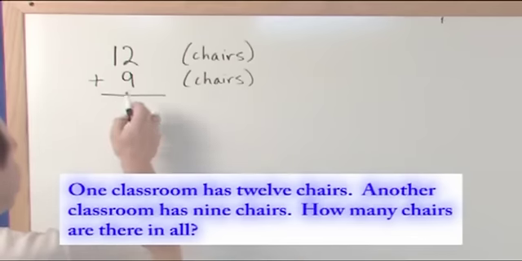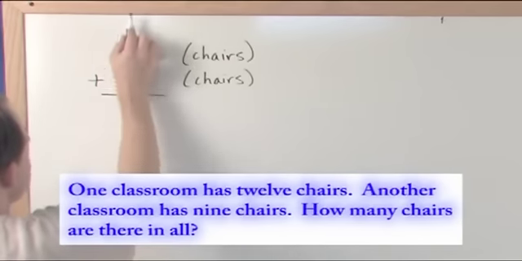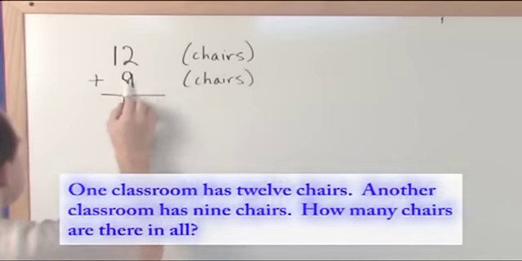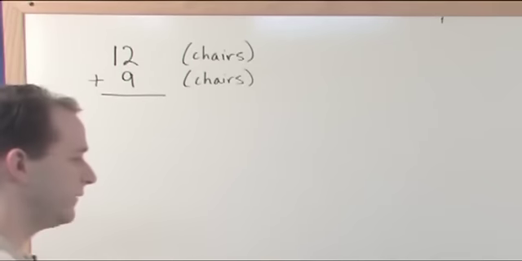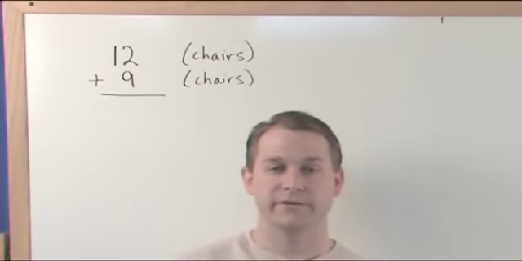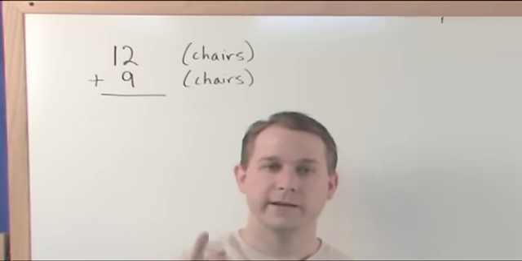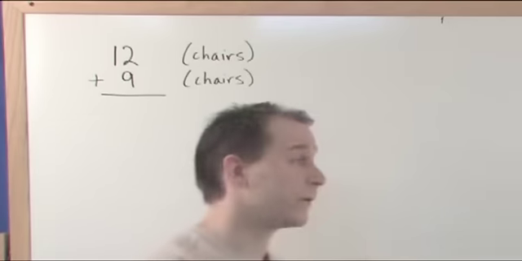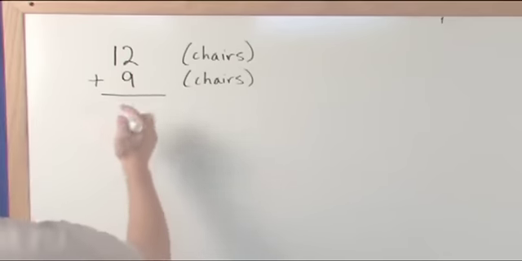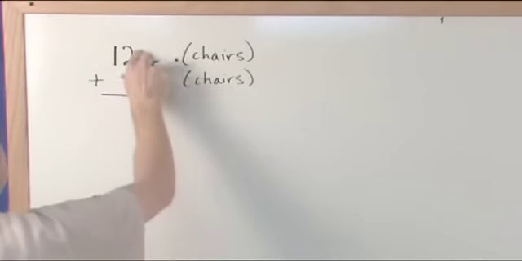So let's just do it by starting in the right-hand column and adding these two numbers. 9 plus 2. What is 9 plus 2? You can add 9 plus 2 by starting at 9 and adding 2 more. Starting at 9, 10, 11. We've added 2 more. Okay? So we've gotten to the number 11. 9 plus 2 is 11.